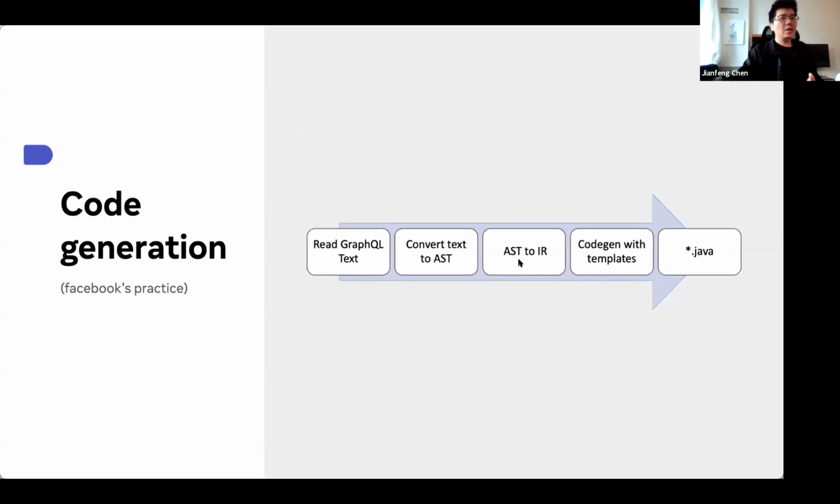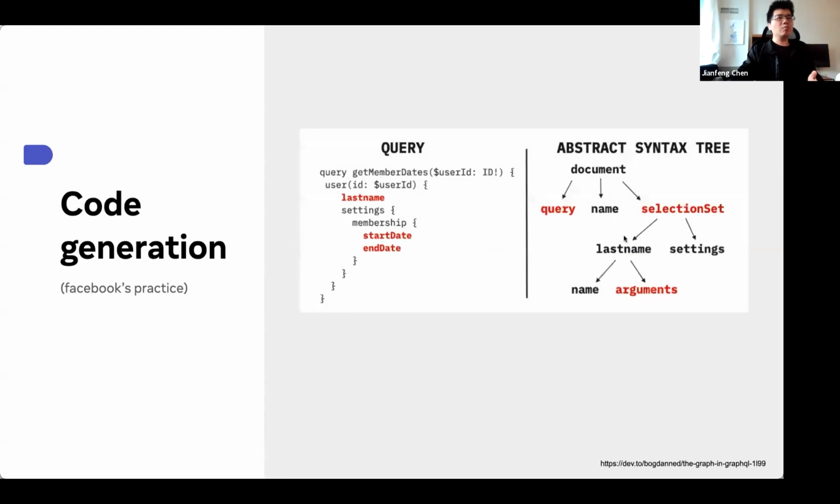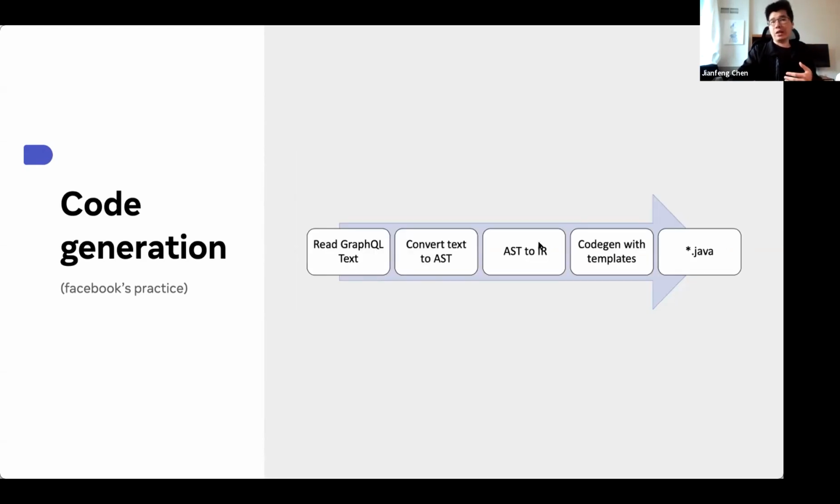And then for the last step, we convert the AST into the IR. The IR means intermediate representation. The difference between AST and IR is that the IR also loads the info from the schema. So in this AST, we do not load the type for each node, but in IR, since we have some information from the schema in the server, we know the schema types for each field, for each node, etc. With this information, we are ready to codegen with some type of Java templates, which is pretty simple.